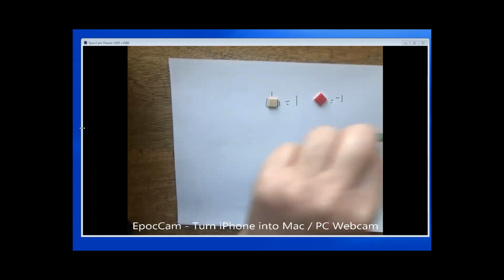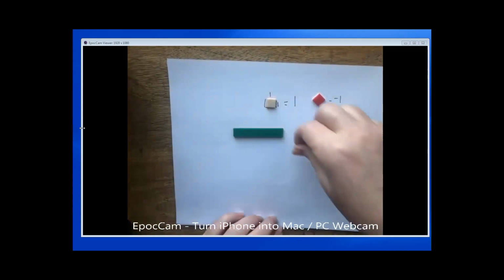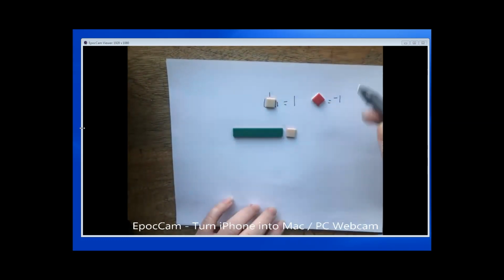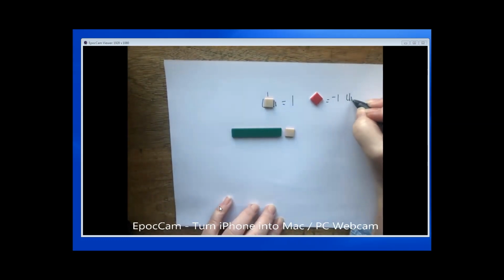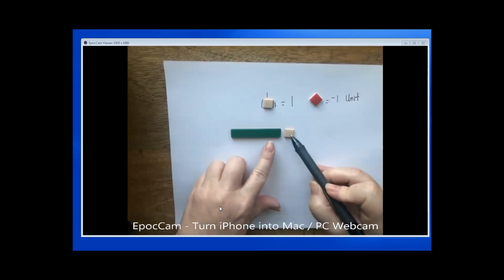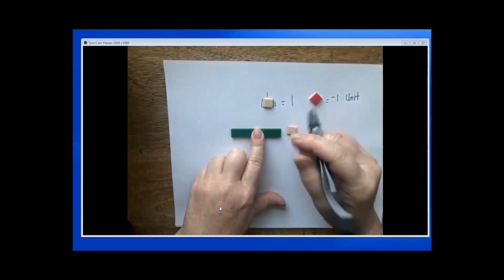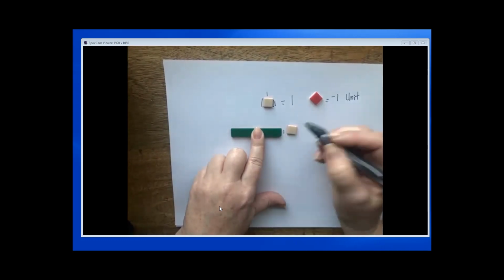Okay, so let me introduce you to this one. And let's take a peek at what we have going on here. So if I bring in one of these, we're going to call this a unit. So if I bring this unit in and I compare it to this piece right here, I can see that this side is the same. So we're going to call that 1.